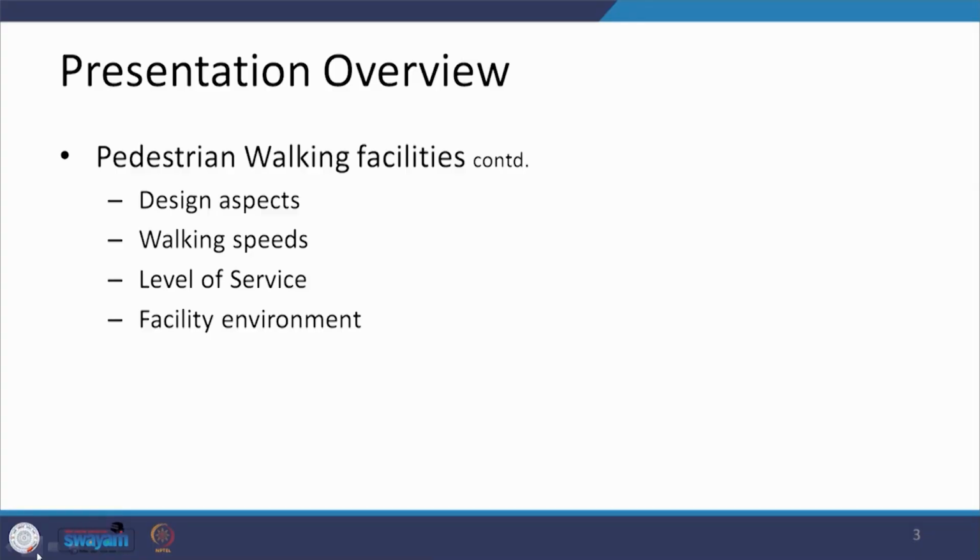Now, in today's interaction, we are going to continue with the pedestrian walking facilities. We are going to talk not only about those design principles which we discussed in the previous interaction, but will also take up the design aspects in terms of the width of the facility, height of the facility, the designs at an intersection and so on. Then we will follow with the walking speeds to be considered, level of service and the facility environment. When we are talking about these things, you should try to take note of the various specific aspects that need to be taken care of.